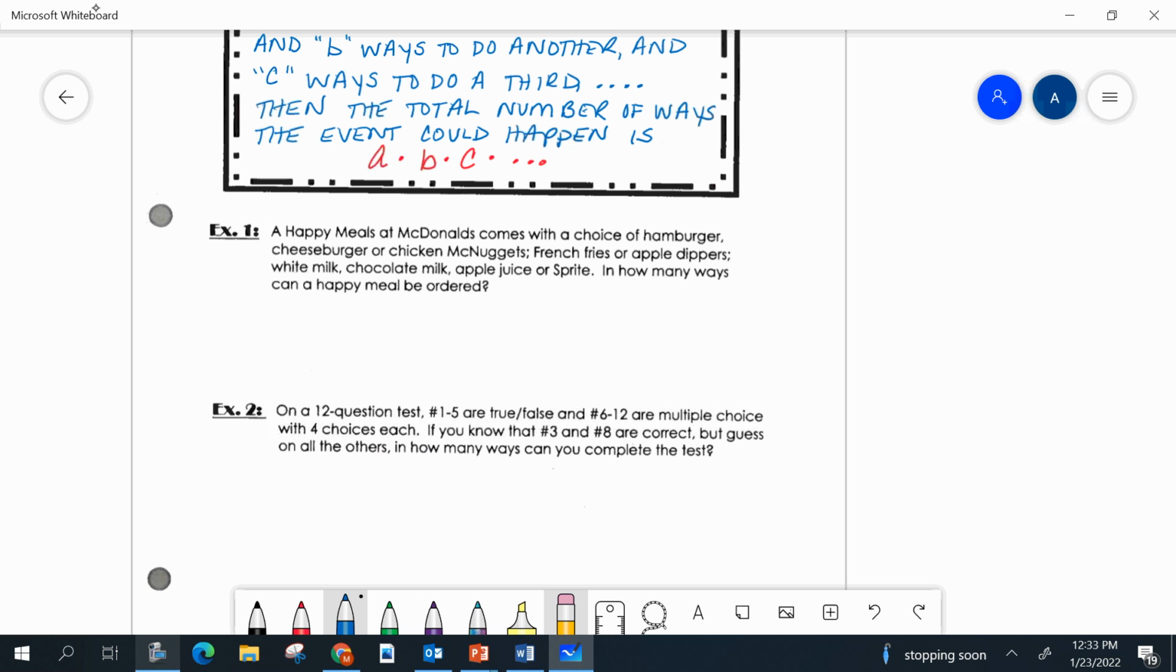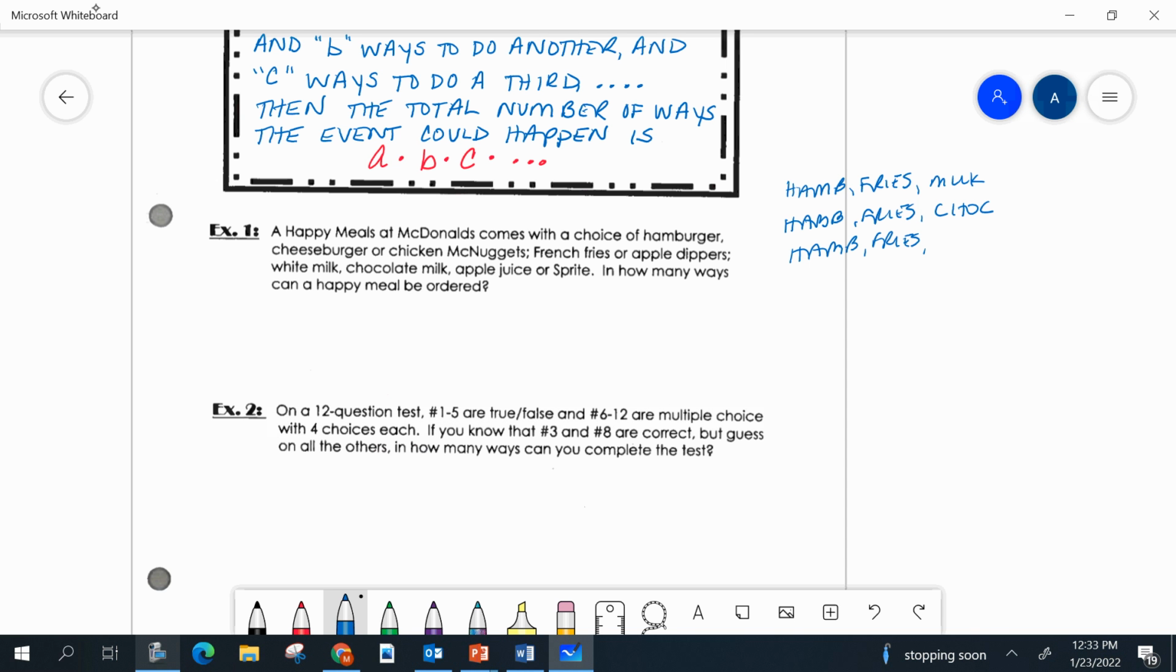All right, so for example 1, it says Happy Meals at McDonald's come with a choice of hamburger, cheeseburger, or chicken nuggets, French fries or apple dippers, and then the drink would be white milk, chocolate milk, apple juice, or Sprite. How many ways can a Happy Meal be ordered? Without using the fundamental counting principle, we would have to list out all the different possibilities. We could say hamburger, fries, and milk. We could say hamburger, fries, and chocolate milk. I want you to see that obviously this is going to take a long time, so we want to find a better way to do this.